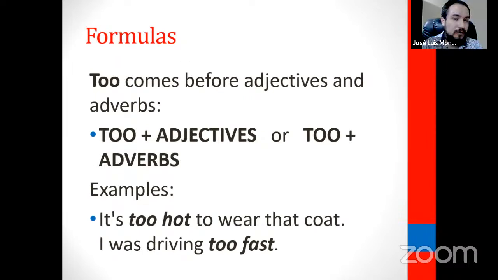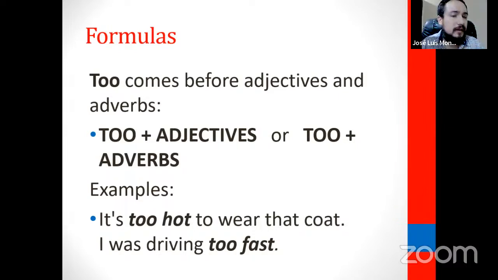"Too," as I told you, can work with adjectives and also with adverbs. The main lesson here is not going to be adverbs, so we're not going to pay a lot of attention to adverbs, mainly to adjectives. But I need you to see that they also work with adverbs. So let's read this slide, please. "Too" comes before adjectives and adverbs: too plus adjective, or too plus adverb. Examples: It's too hot to wear that coat. I was driving too fast.